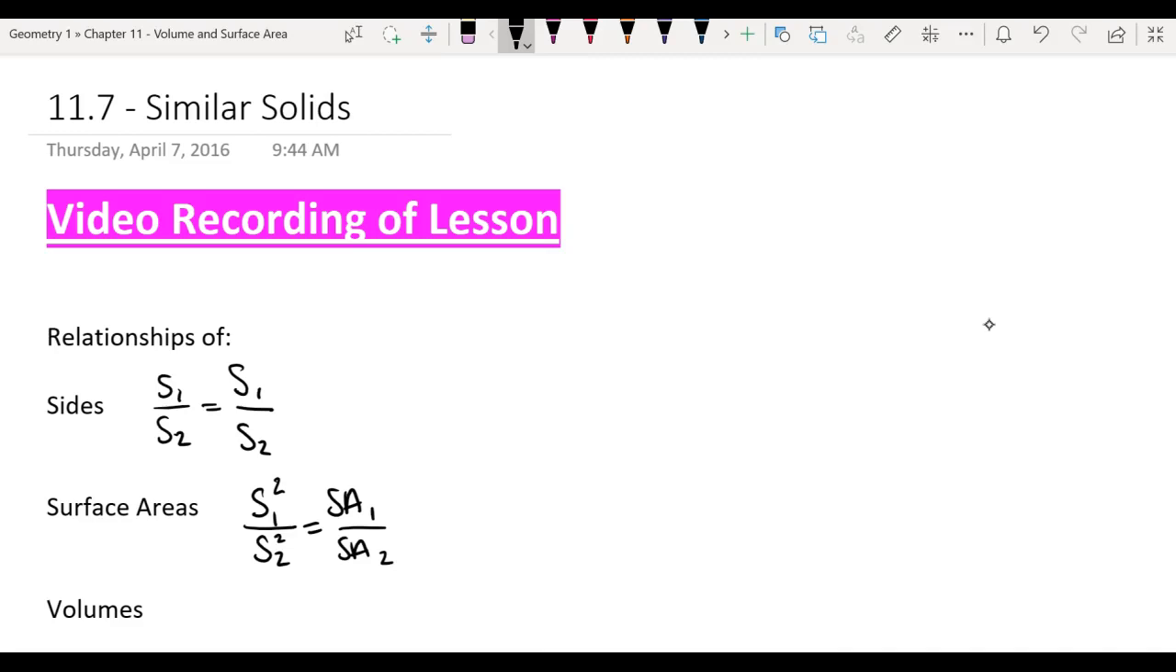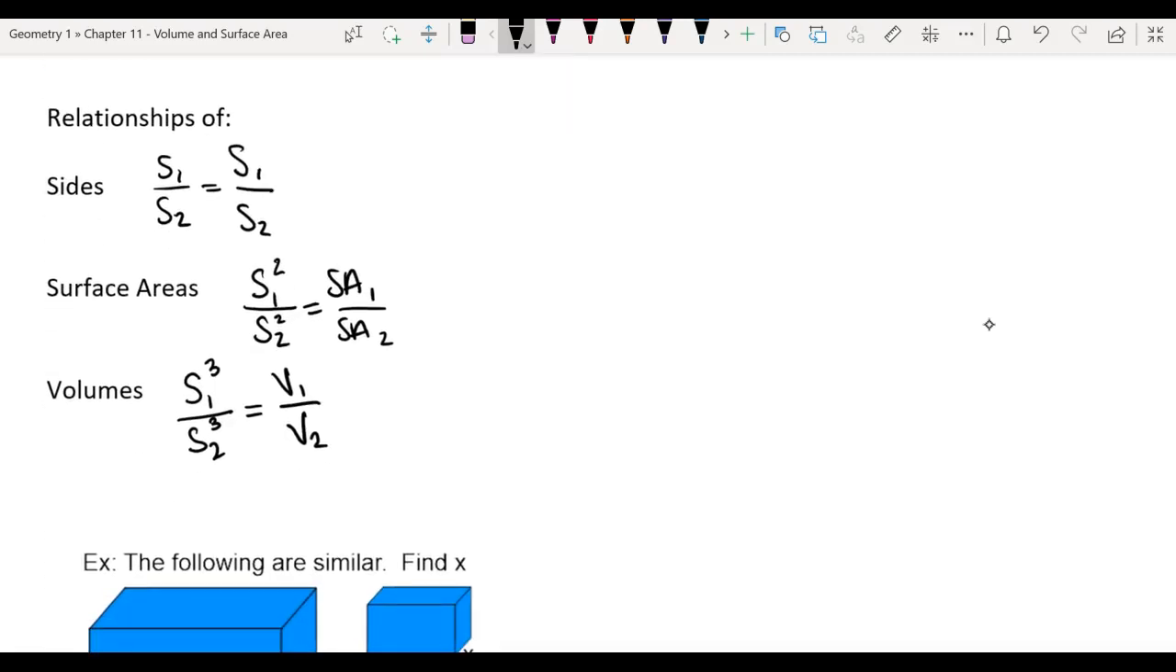What do you think volumes are going to be? The third. So it's going to be the side of 1 cubed over the side of 2 cubed equals the volume of the first over the volume of the second. And those are the fractions you'll be using today. Questions so far? Ready to do some examples? You may want one. I'll hand them out here in a second.